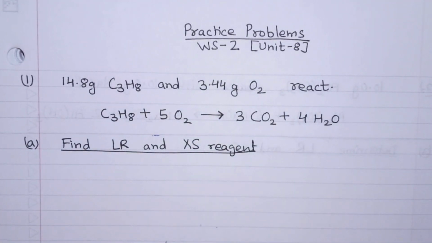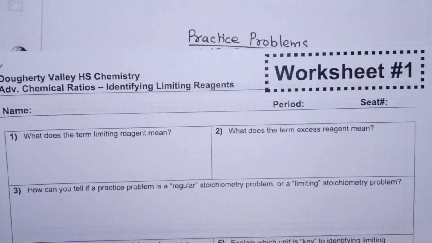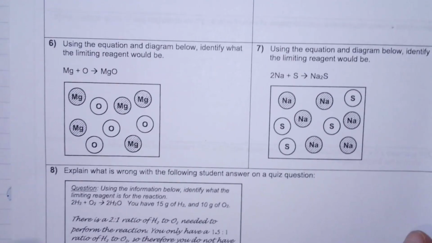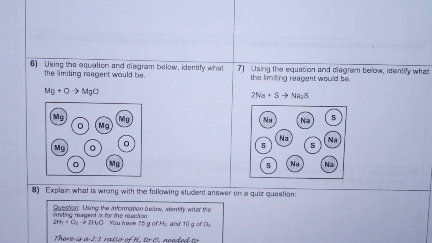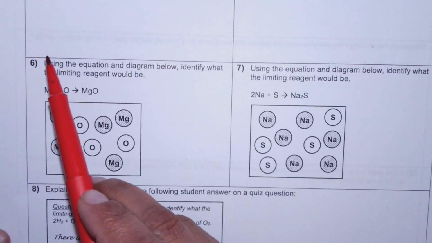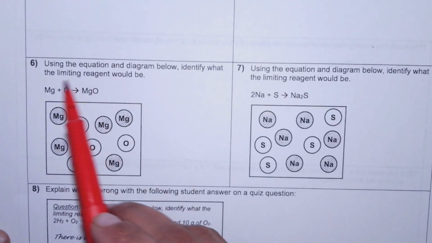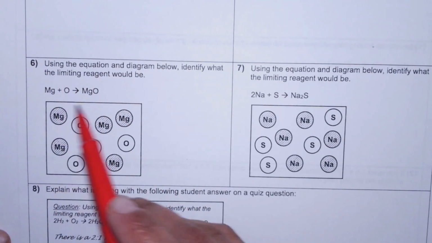Hello everyone. In this video we are going to do some examples from worksheet 1 and worksheet 2. So this is our worksheet 1. I'm going to do the first problem, problem number 6, from worksheet 1. Using the equation and the diagram below, identify what is the limiting reagent. You are given this equation.